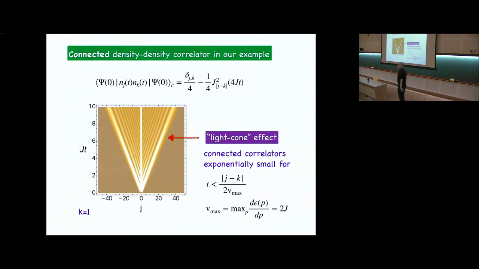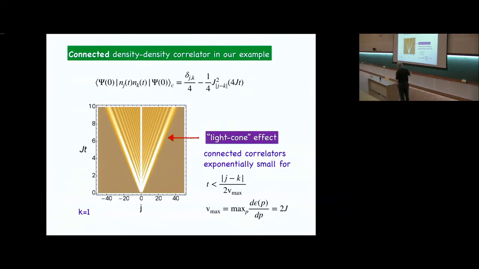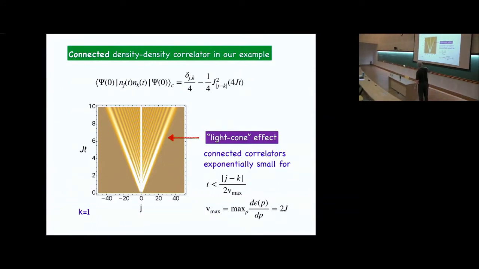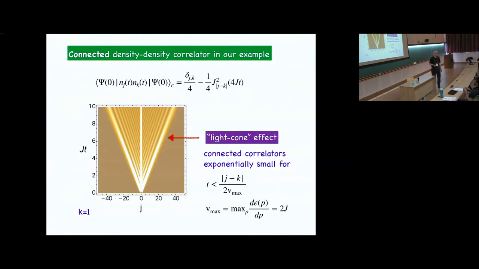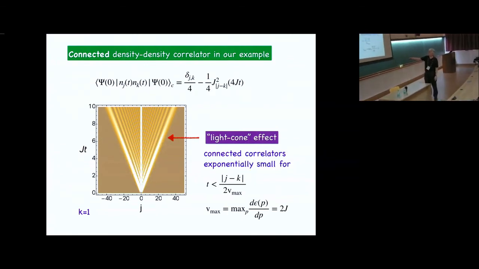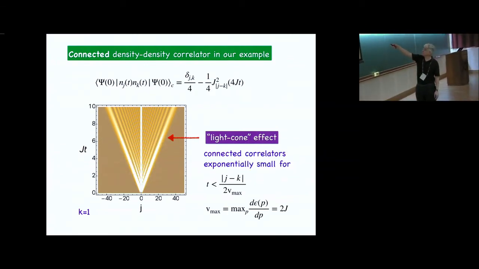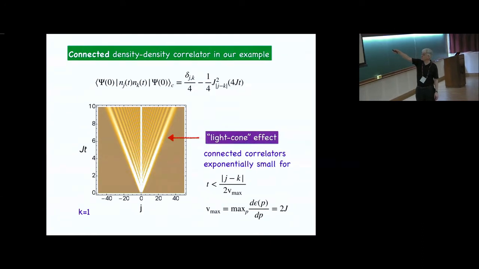Now, all I do is I plot it for you using Mathematica. So here I first of all fix k to be 1. And then I plot this connected density correlator as a function of j and time. Time has a dimension, so the dimensionless time is Jt. J was this energy scale in my kinetic energy.